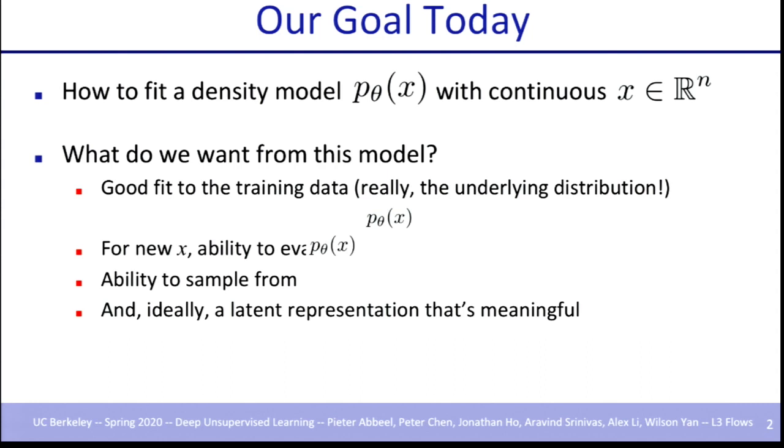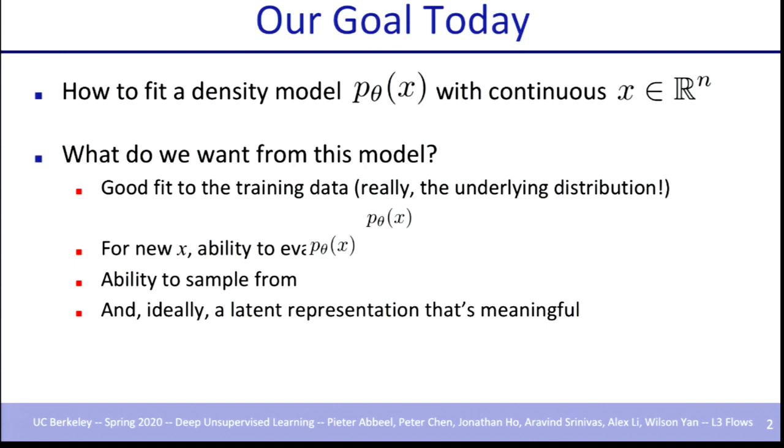Okay, what's our goal today? We're going to want to fit a density model, P theta of x, with x continuous in some n-dimensional space, so a random variable in n-dimensional space. What do we want from this model? We want it to be a good fit to the training data, really the underlying distribution that generated the training data. For a new x, we want the ability to evaluate p theta of x, and the ability to sample from p theta of x. And ideally, we also want a latent representation that we can work with.